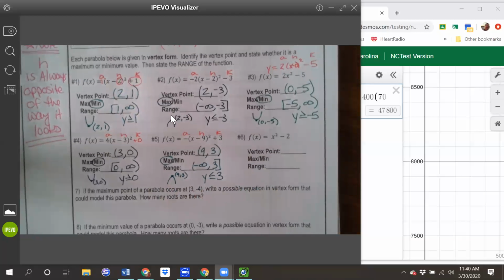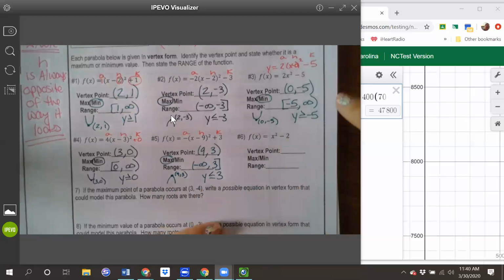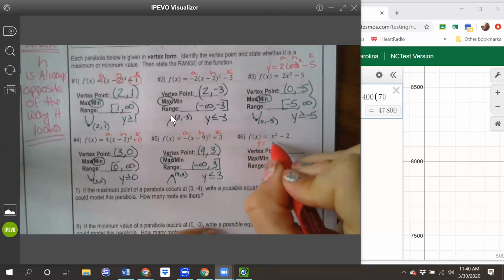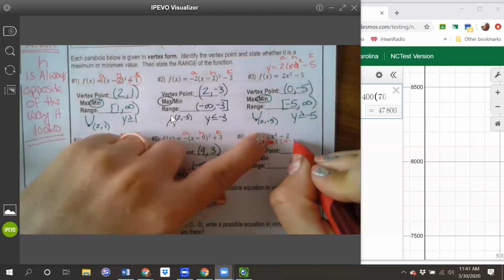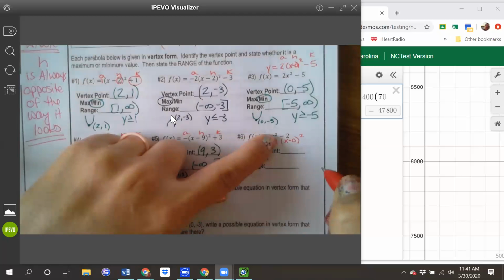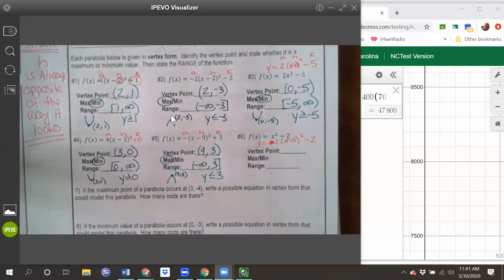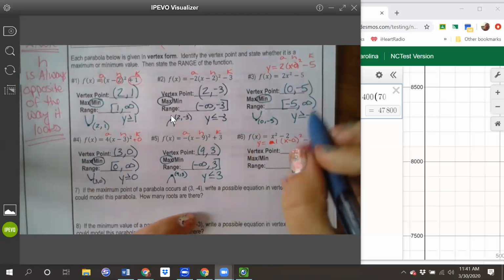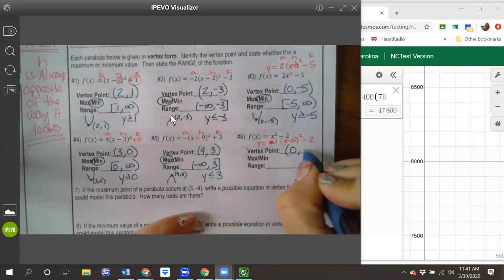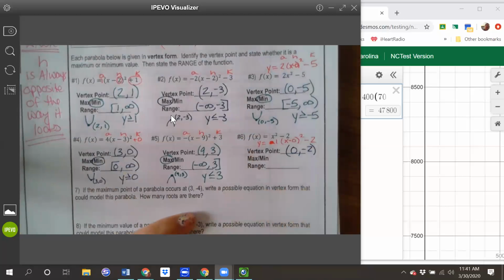Number 6. Number 6 looks a lot like number 3, doesn't it? All right, I'm going to rewrite it. So y equals a, well, isn't a just going to be a 1? X squared means x minus 0, square it, and then minus 2. So it's only an x squared because that's actually an x minus 0. So the vertex point is going to be at 0, negative 2.